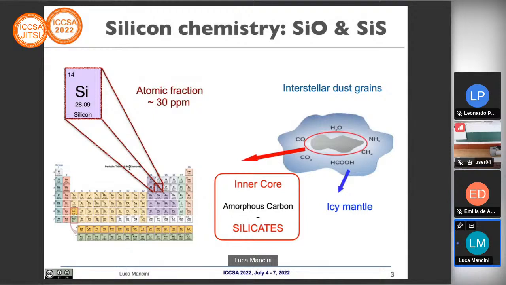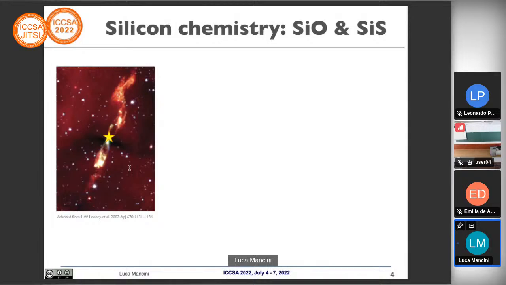Together with the presence of silicon as silicates in the core of the dust grains, different molecules containing silicon have been detected also in the gas phase in the interstellar medium. In particular, the two most important molecules are SiO and SiS, and their presence is mostly related to shock regions. The interstellar medium is basically the space between the stars, made of gas and dust. Shock regions are regions in which the high-energy material ejected by a newly formed protostar, which is extremely active, impacts a quiescent zone of the interstellar medium, leading to different processes, including the sputtering of the grains, which releases different species into the gas phase, but also gives enough energy to the molecules in the gas phase to react and form more complex molecules.